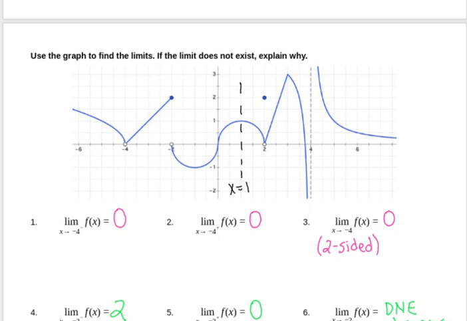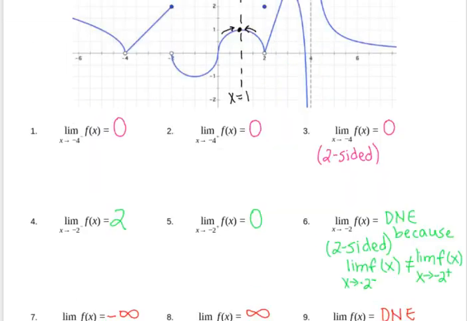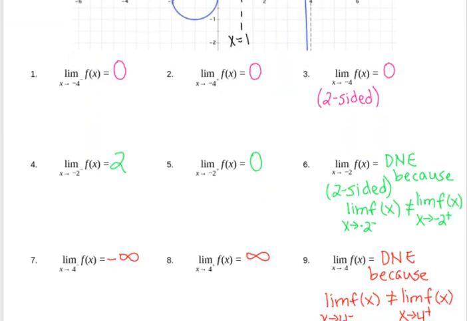So I want the overall limit as x approaches 1, which means I need to look at the left limit and the right limit. So from the left side, over here, it looks like it's approaching 1. From the right side, it also looks like it's approaching 1, which means my overall limit is 1.